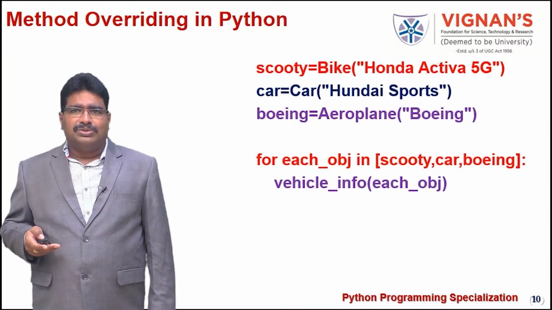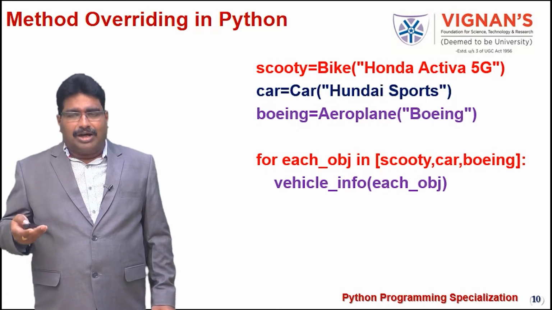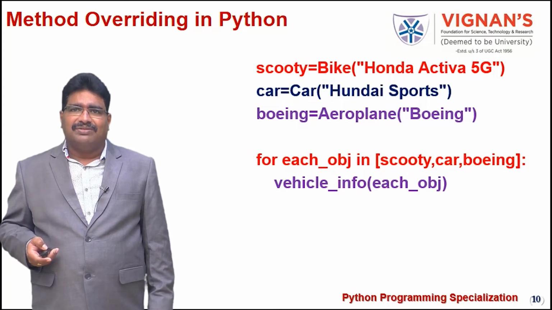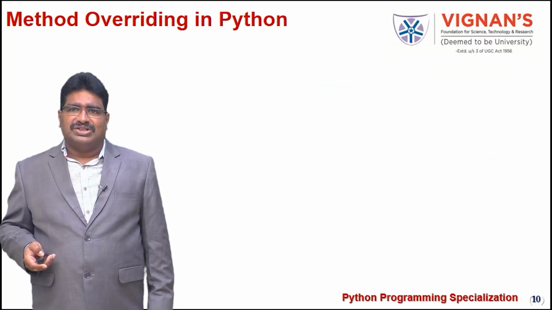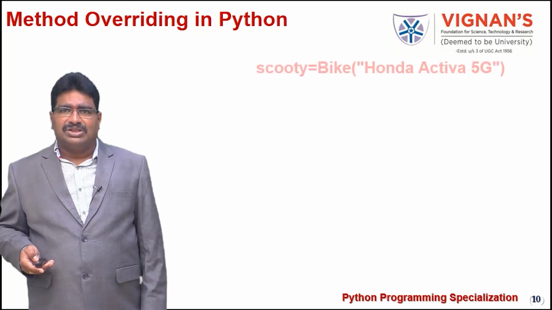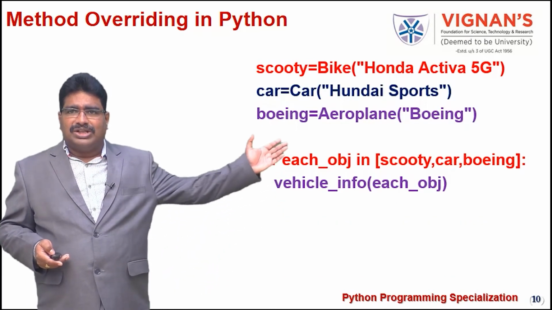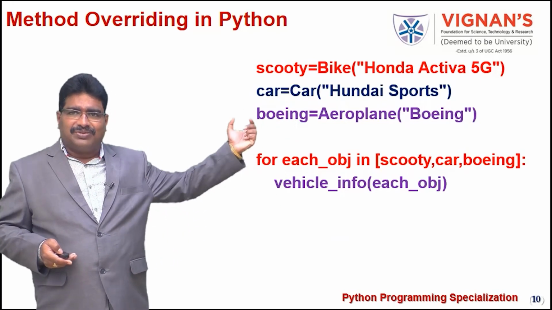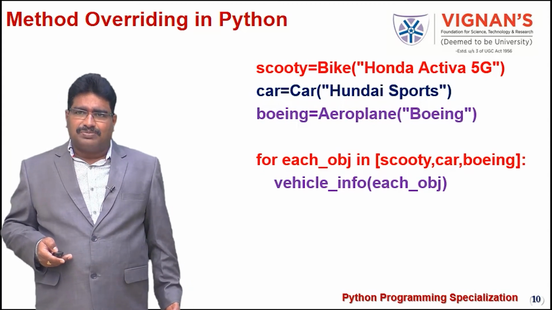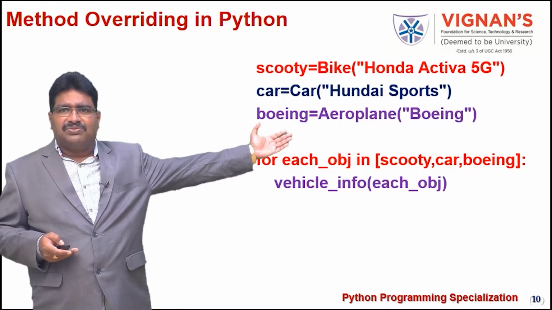And now we use the for statement to display each object's model method. Here we simply call vehicle info, which is the already defined user defined function. Its main purpose is to call the vehicle model method. So whenever we use the for loop, for each object in scooty, car, Boeing, the first time the object represents the scooty, the second time it uses the car object, and the third time it uses the Boeing. So we call vehicle info on each object.